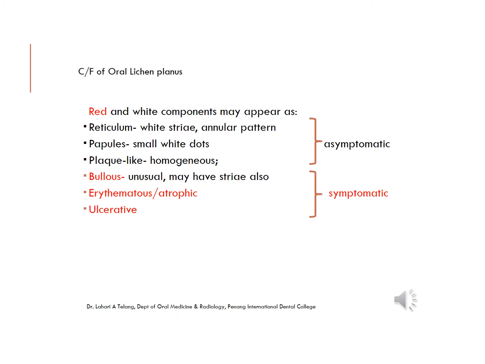The clinical features of oral lichen planus: there are generally 6 types of clinical features. Don't confuse them for histopathological features. These are classically clinical features, right? So you have both red as well as white appearing oral lichen planus. They are classified as reticulum or reticular type, where you see white striae or an annular pattern.